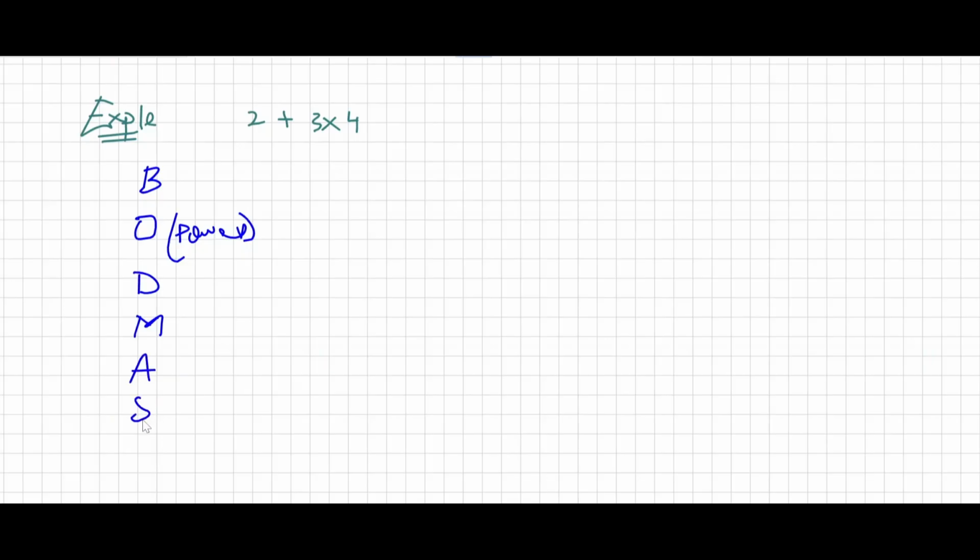So let's see the example now. Let's suppose we have 2 plus 3 into 4. In our rule, B is for brackets. If there are brackets, you will resolve the brackets first. If there are no brackets, you will do the order, I mean the power. BO. Now, if there is no order, you will do division, then M for multiplication, then A for addition, and S for subtraction.